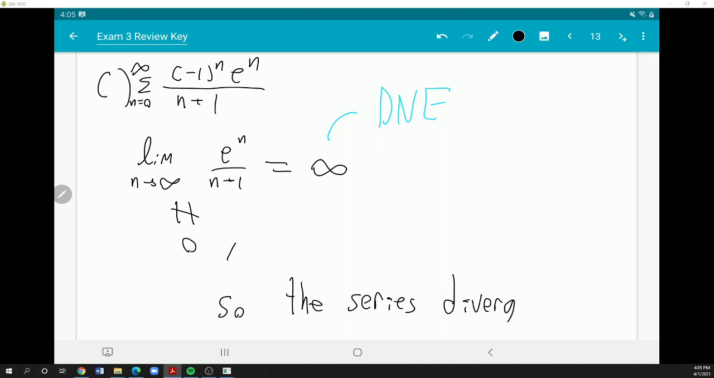And this is basically how it goes for checking any alternating series. Is it decreasing? Do the limits of the terms go to 0? If both of those things are true, your series converges.